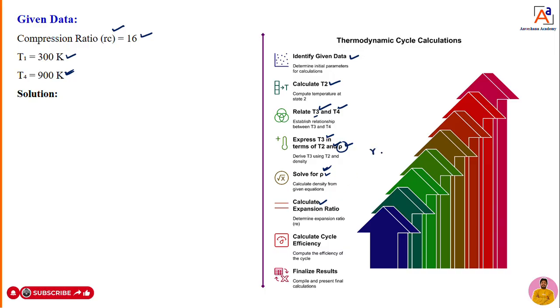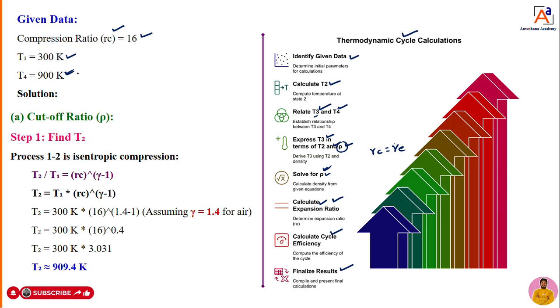Dear students, as I told, there are two terms, compression ratio and expansion ratio. That expansion ratio I need to calculate. How to calculate that expansion ratio? We know the equation, that is nothing but V4 by V3. That also I will do. Next, after calculating all the values, I will calculate the efficiency of the cycle with the help of the diesel cycle efficiency equation. Then at the last, I am going to represent all the findings in terms of results. Okay, this is the step I will follow.